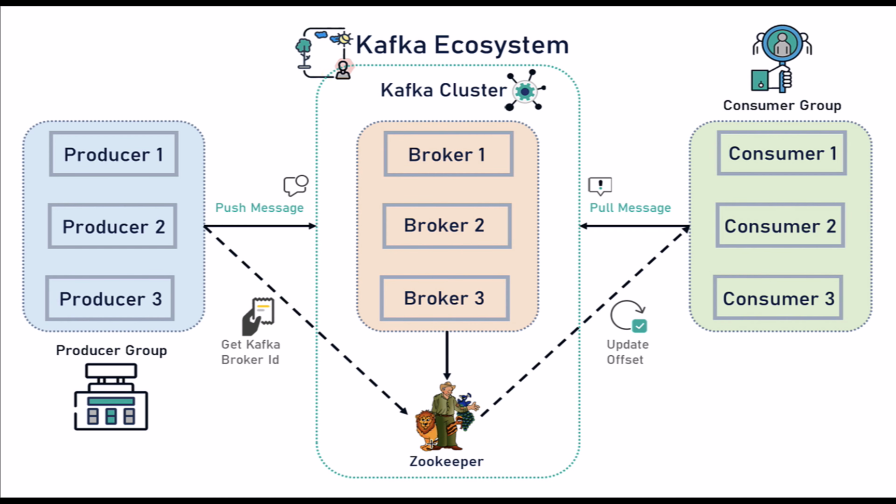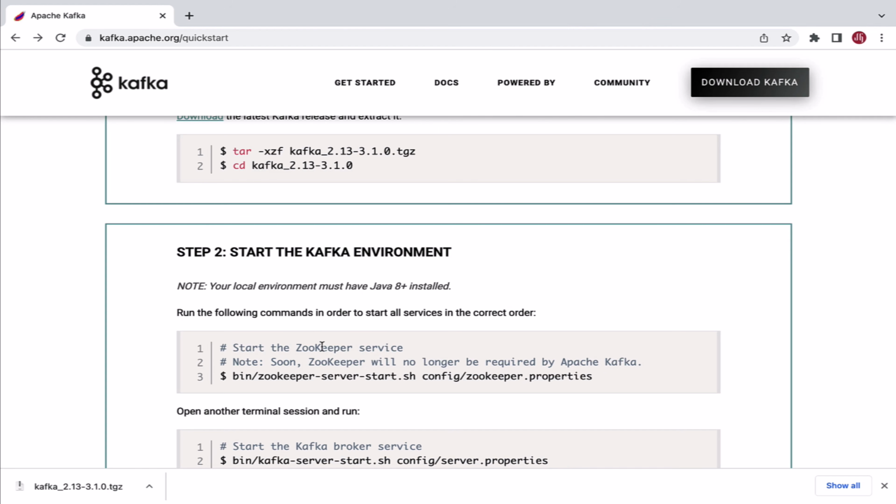Alright, so just remember we need to start Zookeeper so that it will start managing the state of Kafka brokers in a Kafka cluster. Well, in our case we have only one Kafka broker that we are going to install locally. So first we need to start Zookeeper so that it will manage the state of the Kafka broker. Well, in order to start the Zookeeper service, we need to execute this sh file, that is zookeeper-server-start.sh.